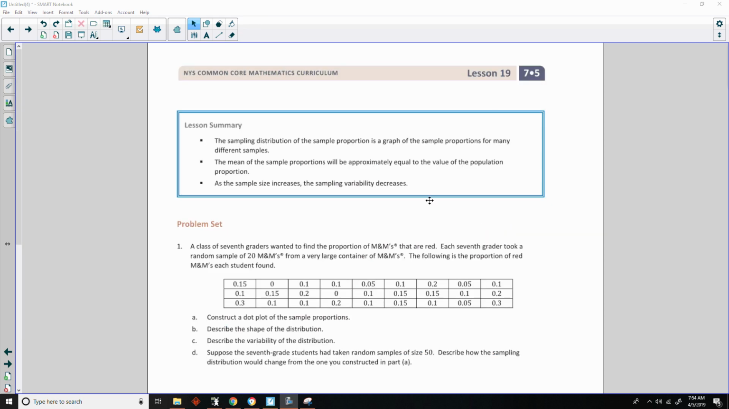Okay, that is the end of lesson 19. I apologize for some repetition. That is the end of the lesson. Review the lesson summary and go do your problem set.